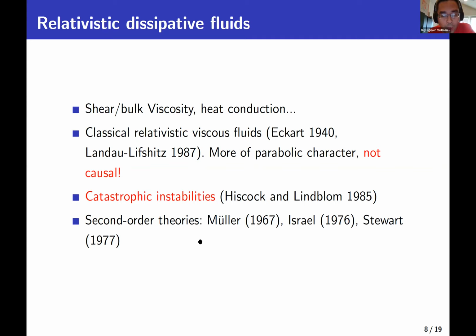So how can we circumvent these problems? There are many proposals in the literature, but the first and, up to now, maybe the least understood mathematically, is the one by Israel and Stewart. In the physics literature it goes by the name of these two authors, the Israel-Stewart model. There was an important contribution by Müller, which came a little bit earlier.